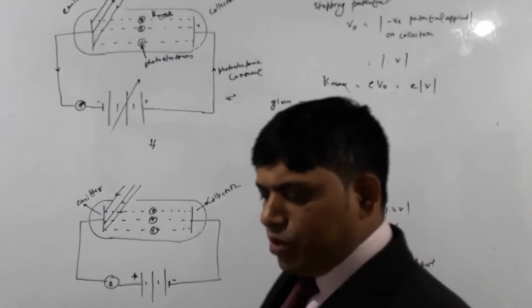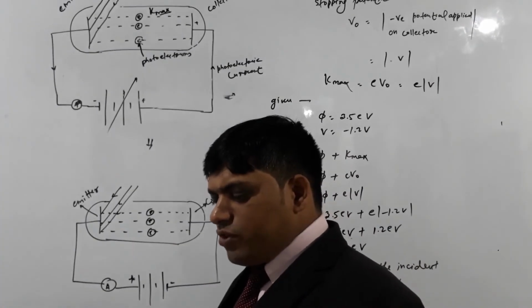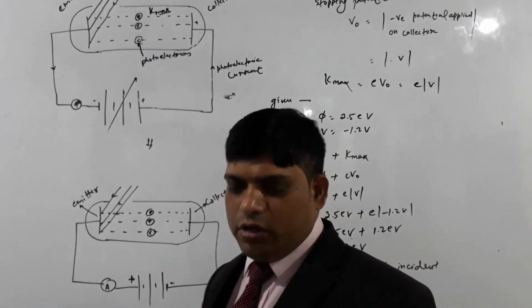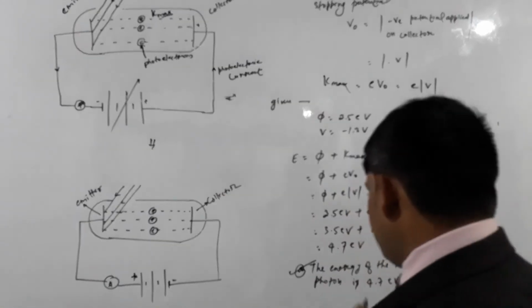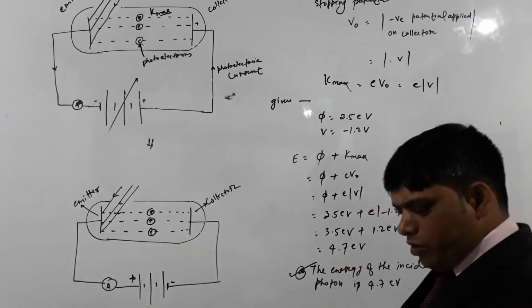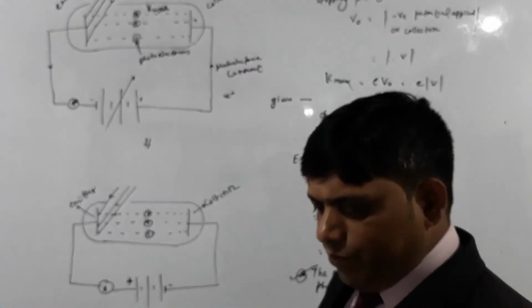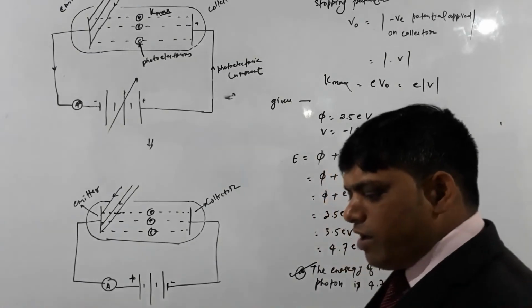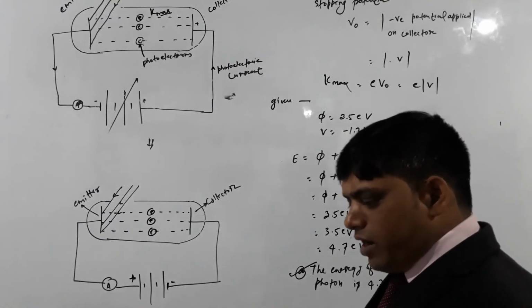Now we will check option B. The energy of the incident photon is 2.3 electron volt. This is wrong because this is 4.7 electron volt. We have already calculated. Option C is that if a higher frequency photon is used, the photoelectric current will rise.